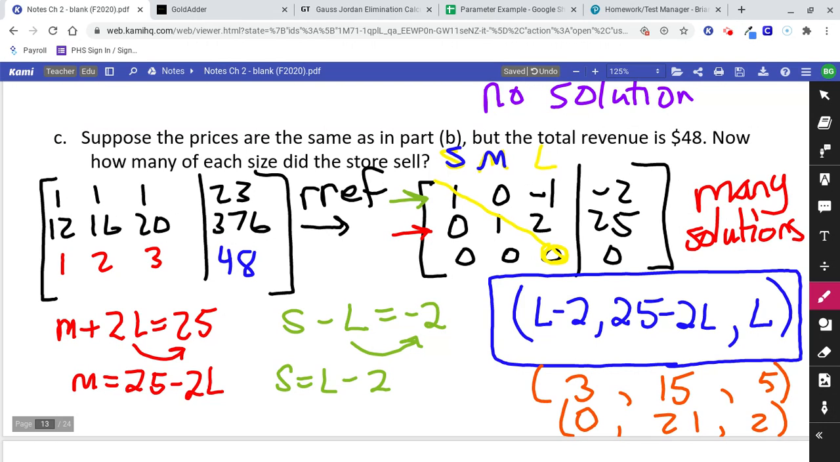They have to, because that's part of the problem. The number of drinks is 23. But remember, we've got many solutions here. Specifically, here are a couple of examples. But all of those many solutions have this form.